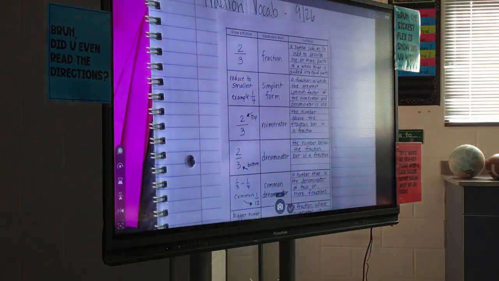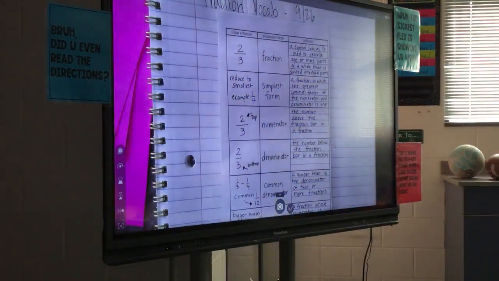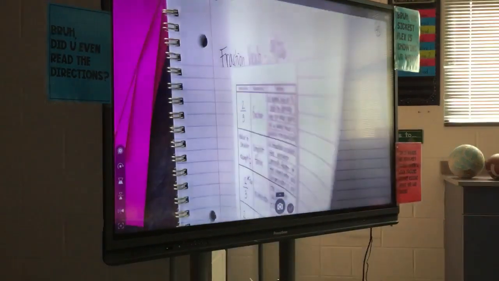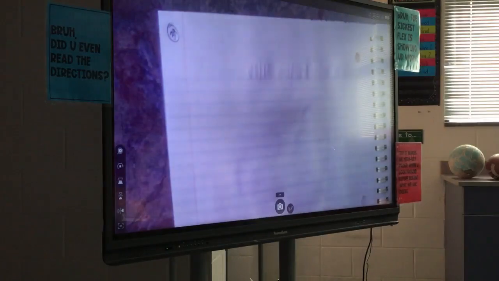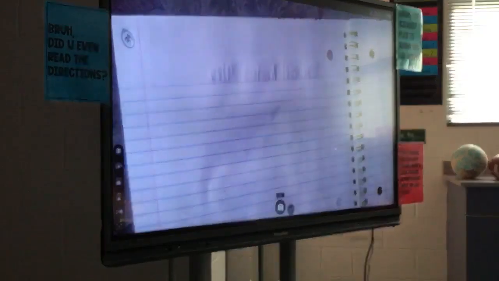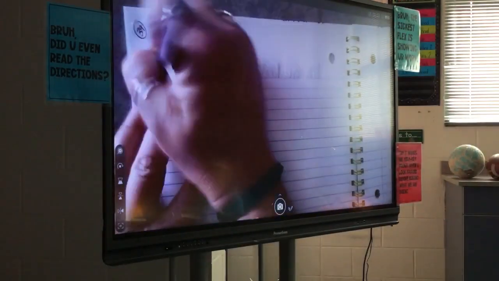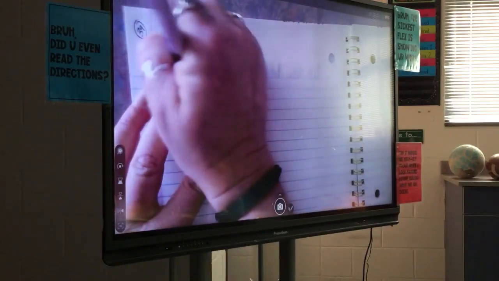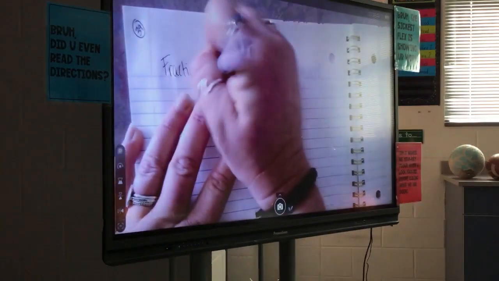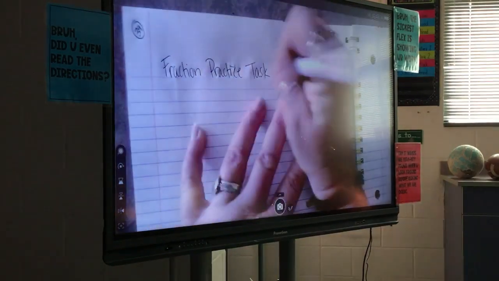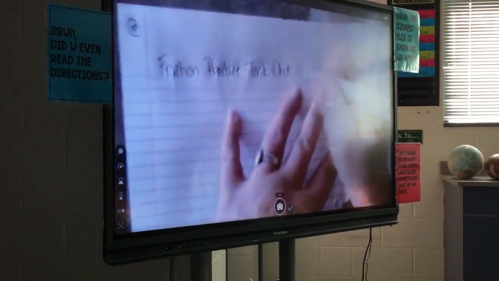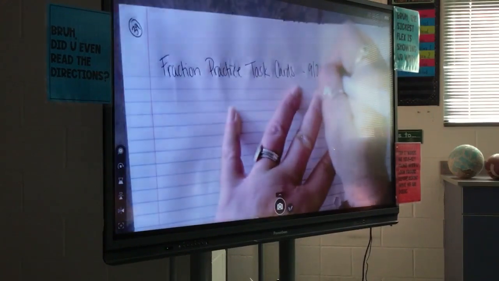All right, we should be done with this by now. Go ahead, turn the page. Now, you should be on the left side. You need to title the top of this Fraction Practice Task Cards. And again, today's date is 9/26.